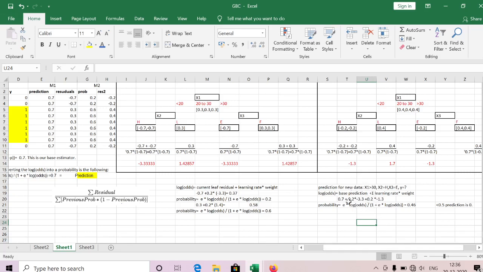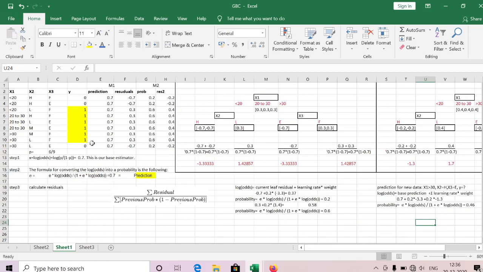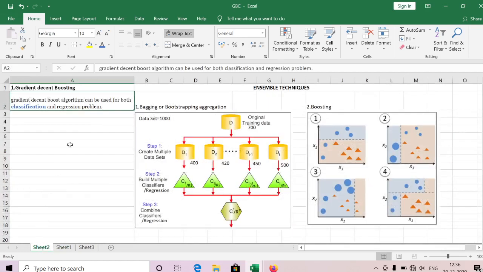And finally, we need to calculate our probability. If it is greater than 0.5, then my prediction is 1. If it is less than 0.5, the prediction is 0. This is the way we are calculating our prediction as well as training in our gradient boosting.